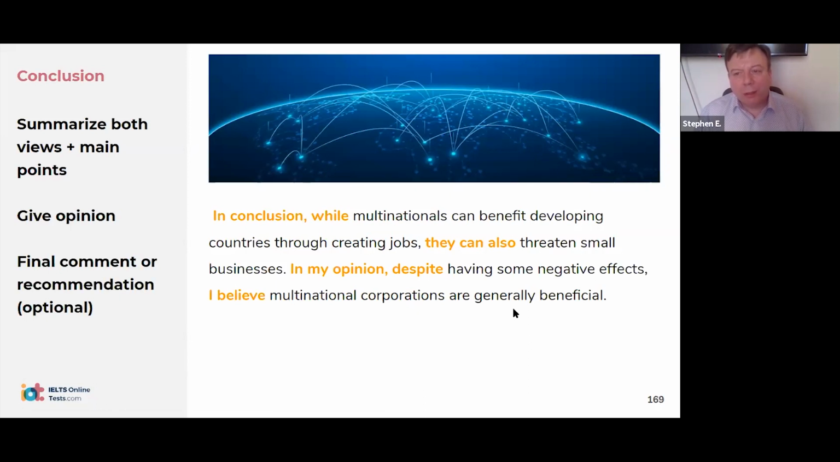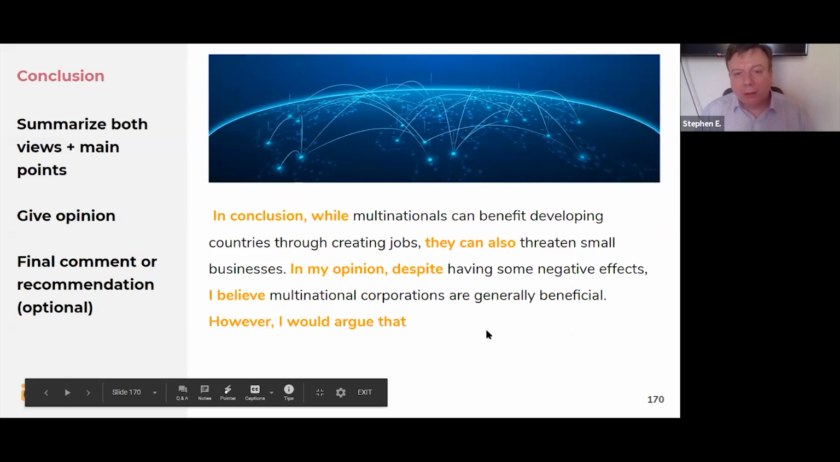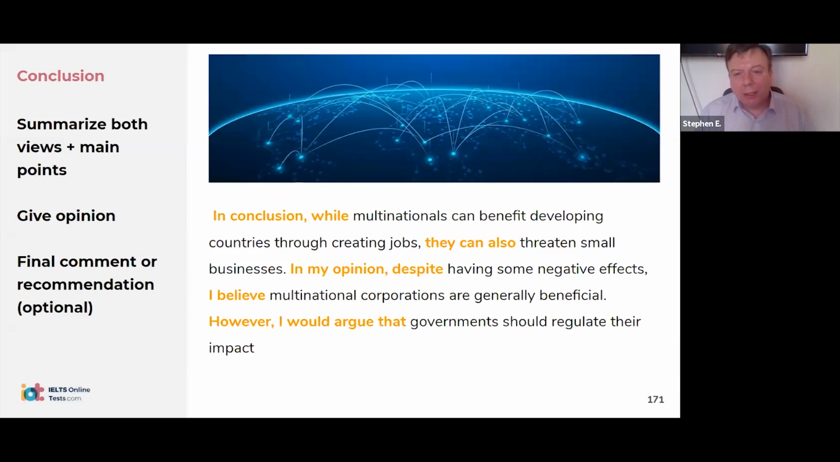So how are you going to put your final comment? So how would you put your final comment in there? I wouldn't use reckon, it's not really very formal. So yeah, avoid using that. Let's have a look. However, I would argue that government should regulate impact in order to protect and support local businesses.